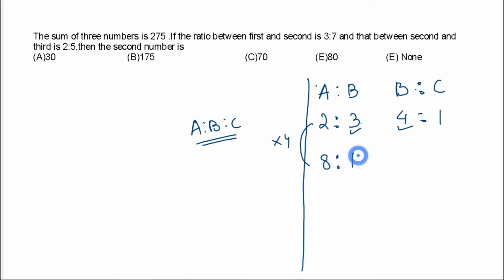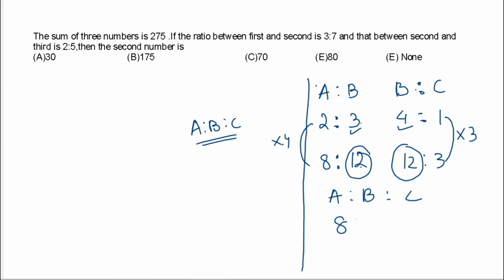I will explain it. Because 4 into 3 will give you 12, and similarly here if you multiply by 3, this will be 12. So now these values are equal. Now these values are equal, so we can say that the ratio between the three numbers is 8, 12 and 3. So this is how you have to solve a question like this, right? Once you understand this concept, now let's move to this question.